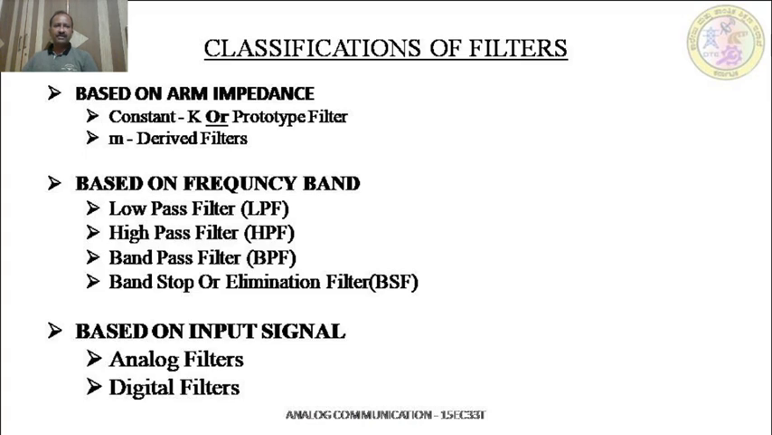You are going to have four types of filters available: low pass filter, high pass filter, band pass filter, and band stop or band elimination filter. Here the name itself indicates the function. A low pass filter is an electronic filter which allows low frequency components. Similarly, a high pass filter passes high frequency components and stops the low frequency components. Next, band pass filter.